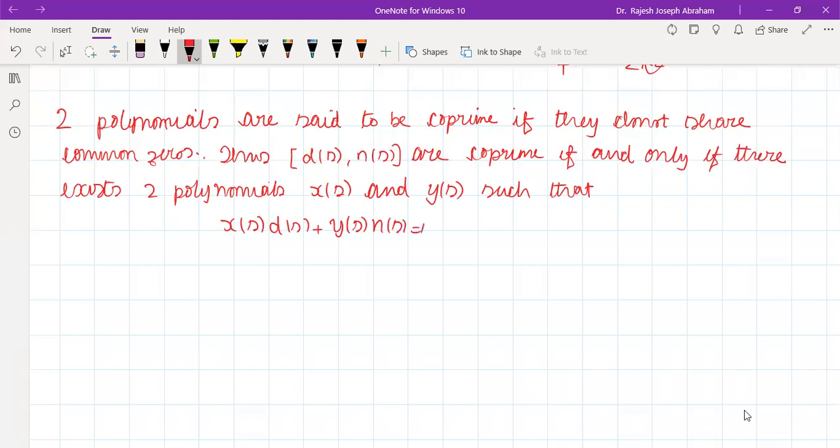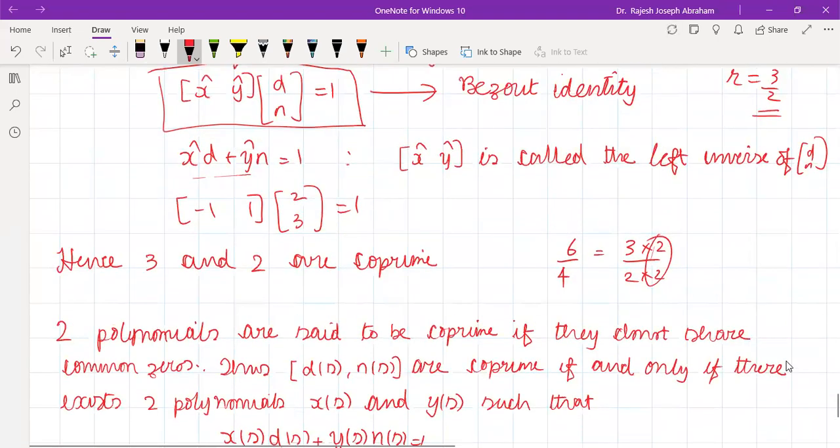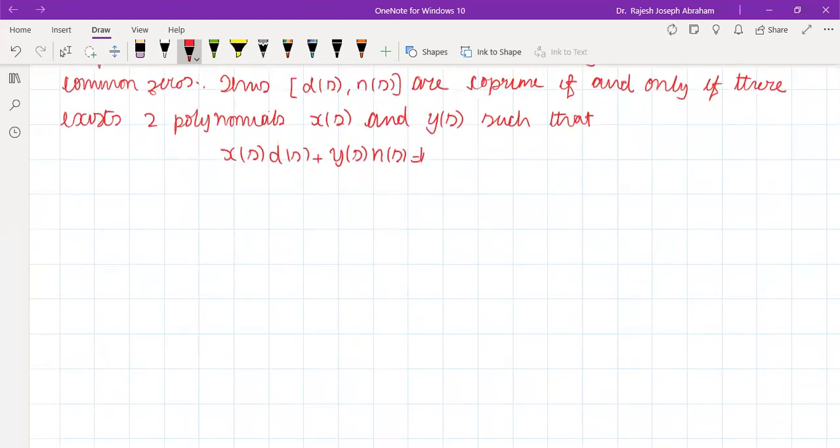Okay. What is that called? That is the Bezout identity. Okay. This is applicable whether X and Y are polynomials or X and Y are integers. So this identity should hold good. Then we say that the two polynomials are co-prime. Say for example, F of S equal to S plus 1 by S plus 2. Are they co-prime? Yes. Why? Because they do not have any common zeros in the numerator and denominator.